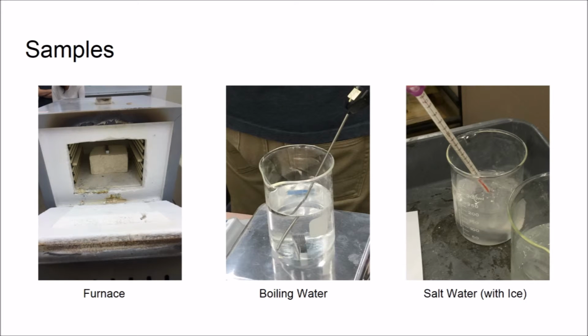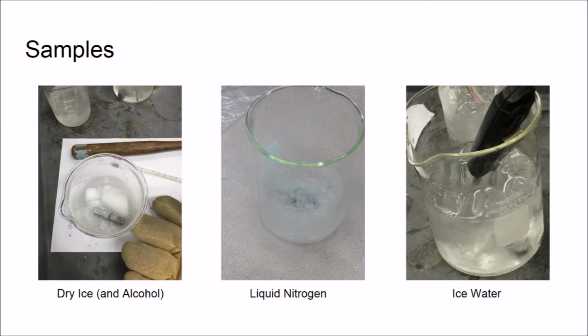Pictured here are samples 1, 2, and 4, the samples in the furnace, boiling water, and salt water. We didn't show the room temperature sample. Pictured here are samples 5, 6, and 7, the samples in dry ice, liquid nitrogen, and ice water.